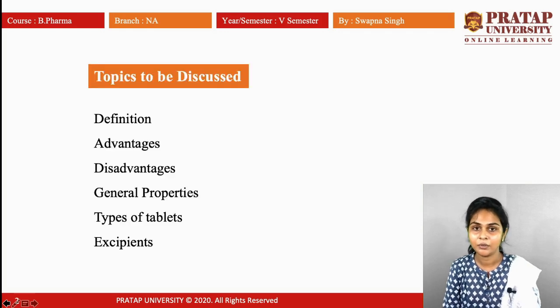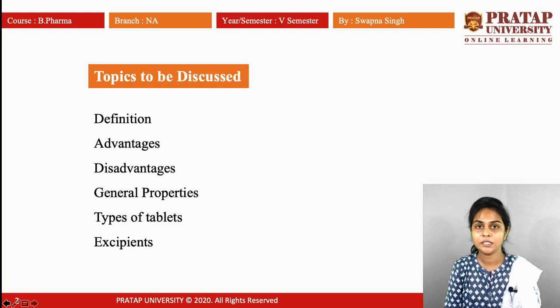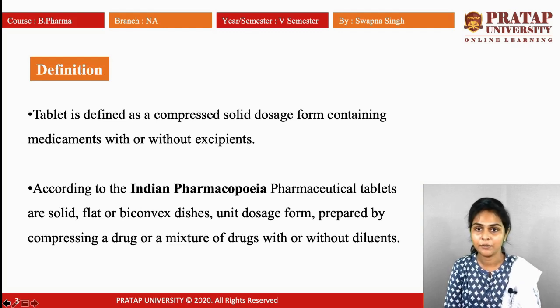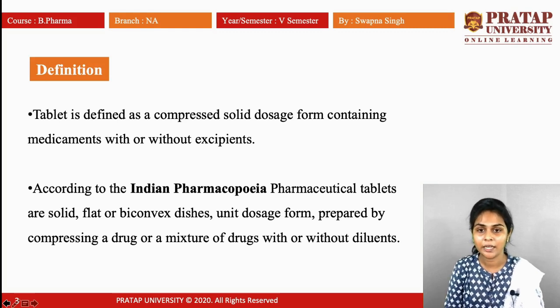So, today's topics to be discussed are definition, advantages, disadvantages, general properties, types of tablets, and excipients. The first topic is definition. As we know, a tablet is defined as a compressed solid dosage form containing medicaments with or without excipients. That means a tablet is a form of solid dosage form, but what type of solid dosage form? It is a compressed solid dosage form, which contains medicaments or different types of medicaments with or without excipients.